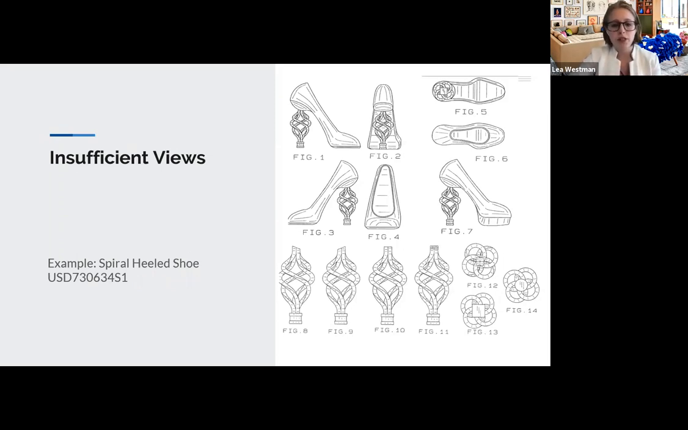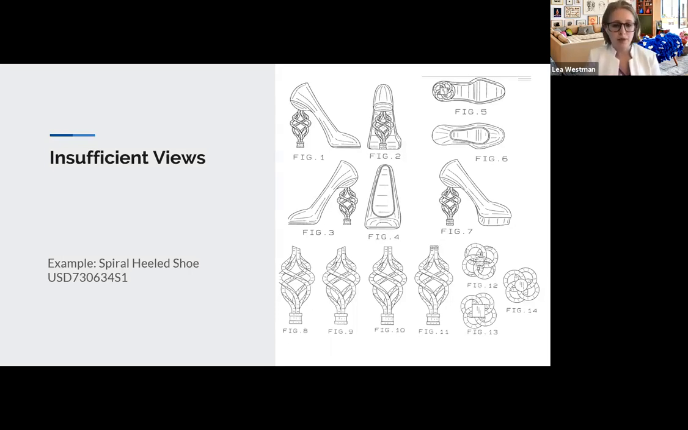perspective. But because there's this one portion of the design, this heel that's very distinctive, they have also included four different views along the sides of that heel from figure 8 to figure 11, and then top down and bottom down views over here in figures 12 through 14. So this is kind of just a minimum of covering every view of the design.